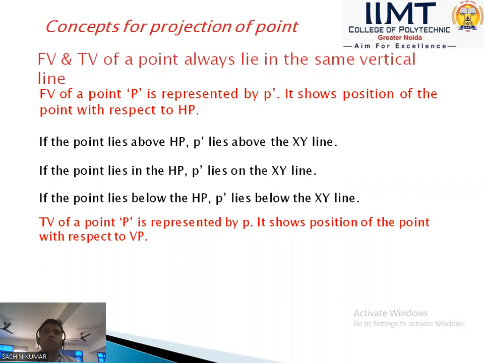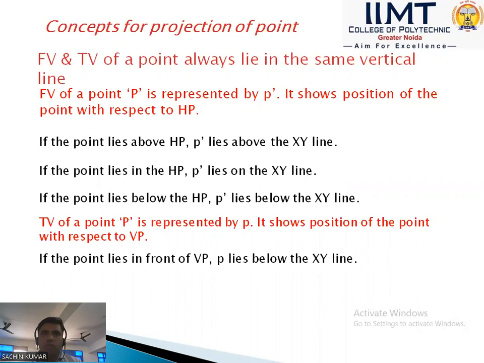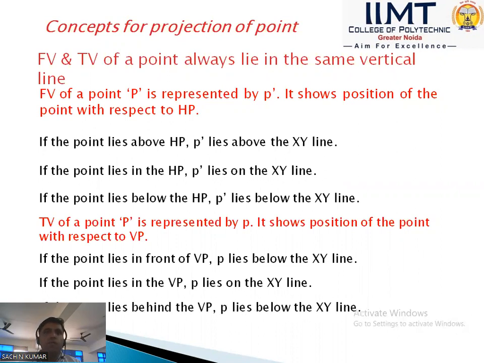And then the top view of a point P shows the position of the point with respect to the vertical plane. If the point P lies in front of the VP, P lies below the XY line. If point P lies in the vertical plane, then it lies on the XY line. If point P lies behind the VP, then P lies above the XY line. These are the conclusions we discussed in the previous slide.